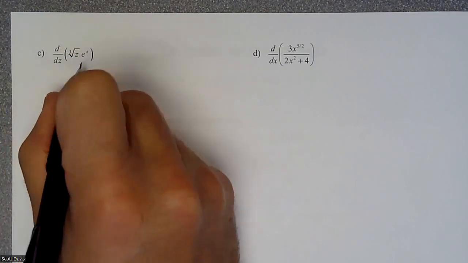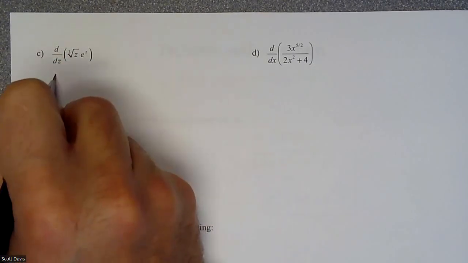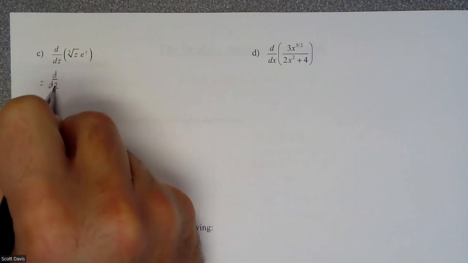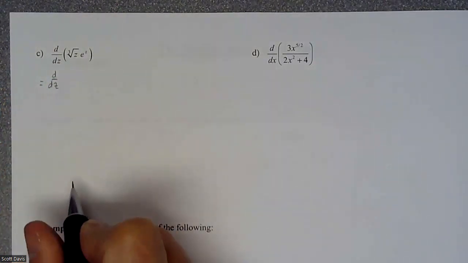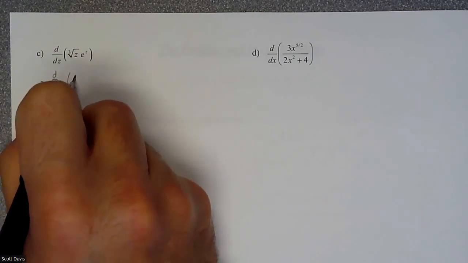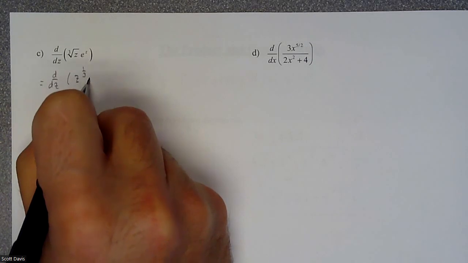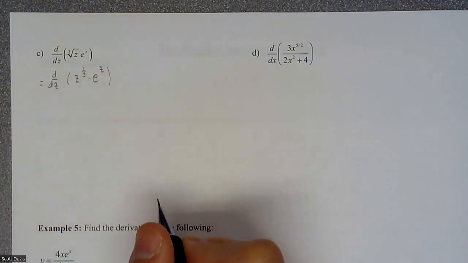So to do the derivative, well, before we do any of this, let's rewrite the root. I basically need powers on these things in order to do these derivatives. So this is really z to the 1/3 power times e to the z. All right, now we're ready to go.